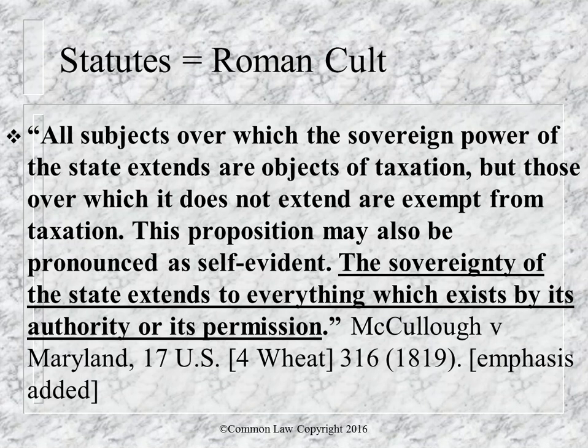All subjects over which the sovereign power of the state extends are objects of taxation, but those over which it does not extend are exempt from taxation. This proposition may be pronounced as self-evident. It's obvious. The sovereignty of the state extends to everything which exists by its authority or permission. And that's McCulloch versus Maryland, 1819.